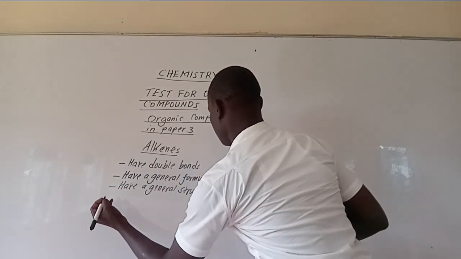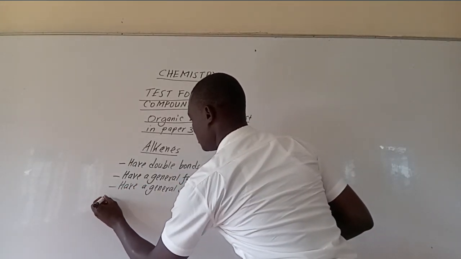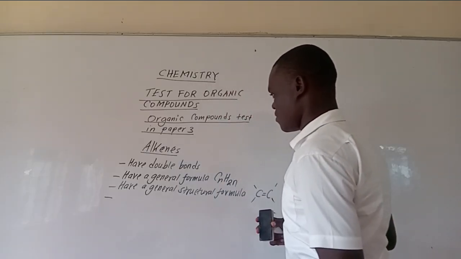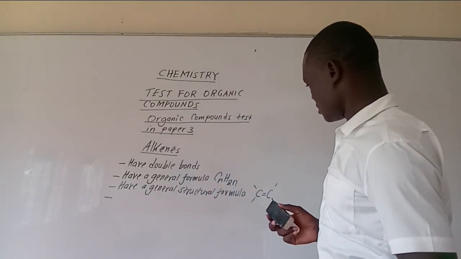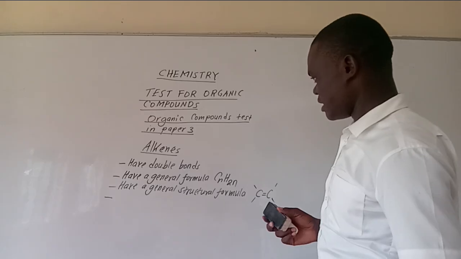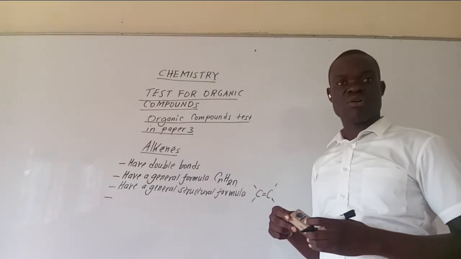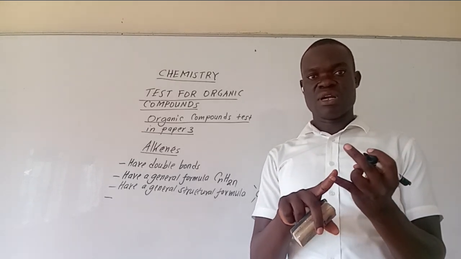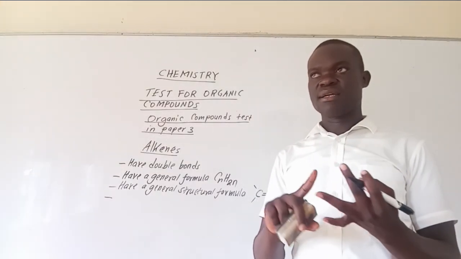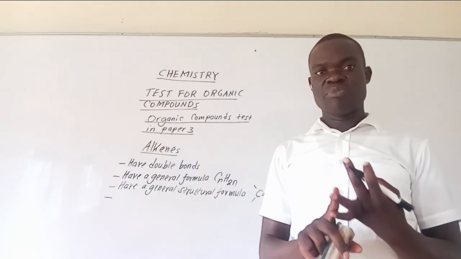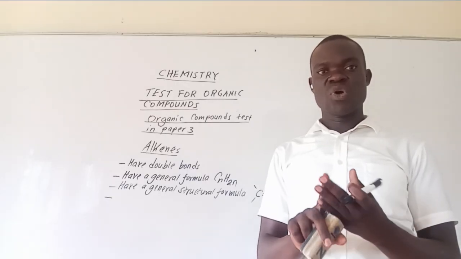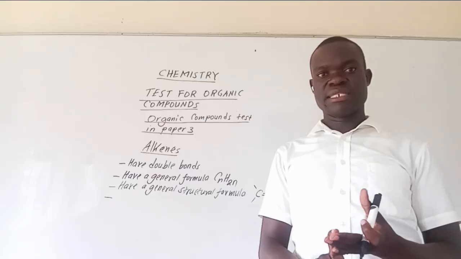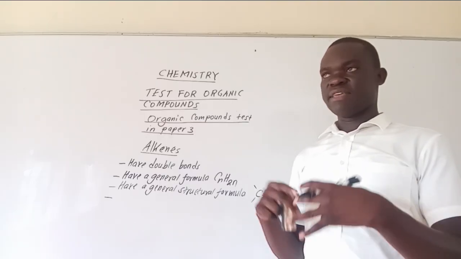So next one, we have the effect on the three chemicals. Again, what is their effect on brown bromine water, purple acidified potassium manganate 7, and orange acidified potassium dichromate 6? What is the effect?